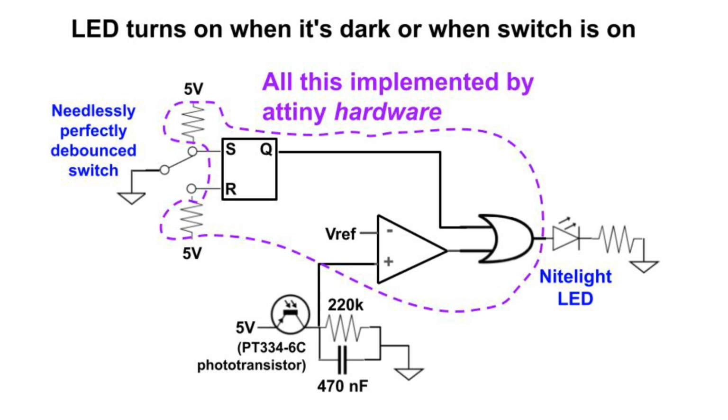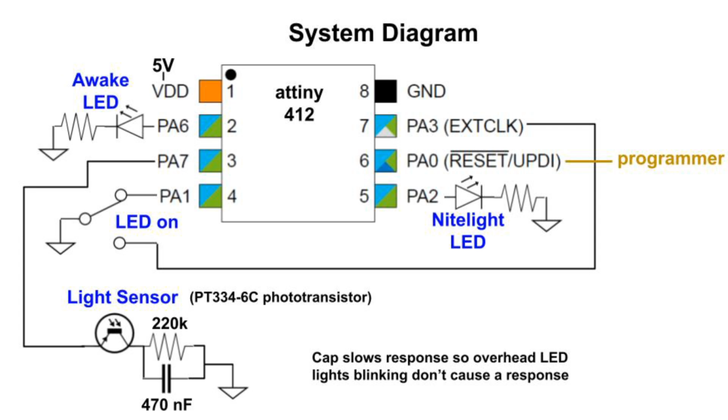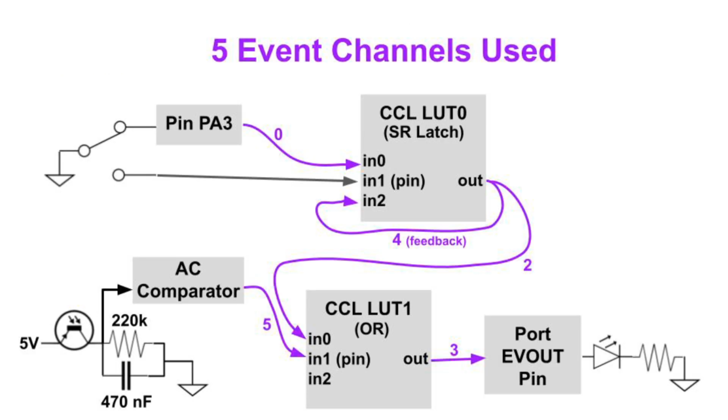The major resource that gets consumed on the ATtiny is pins. This system diagram shows that. We use every available pin on the ATtiny. You can pause and study the connections. This diagram shows how ATtiny hardware implements the nightlight function. I covered the CCL and AC comparator in previous videos. See links below. It's the event system that's new here.